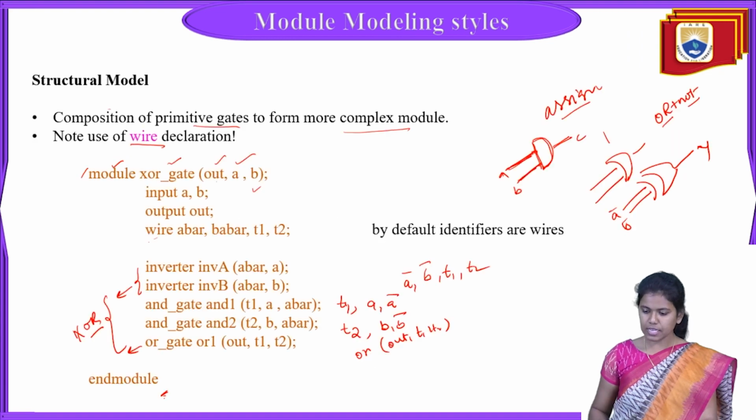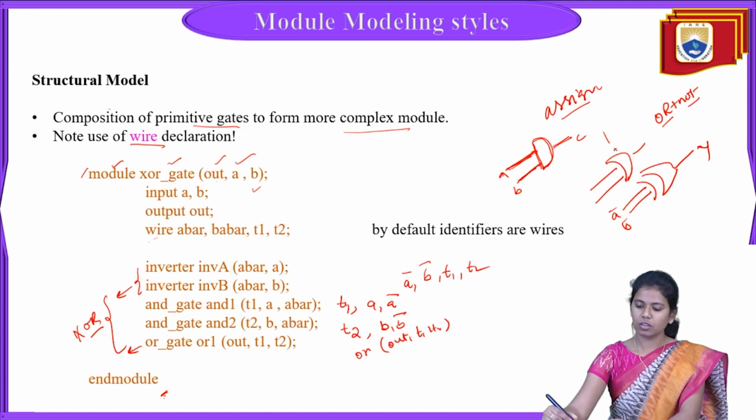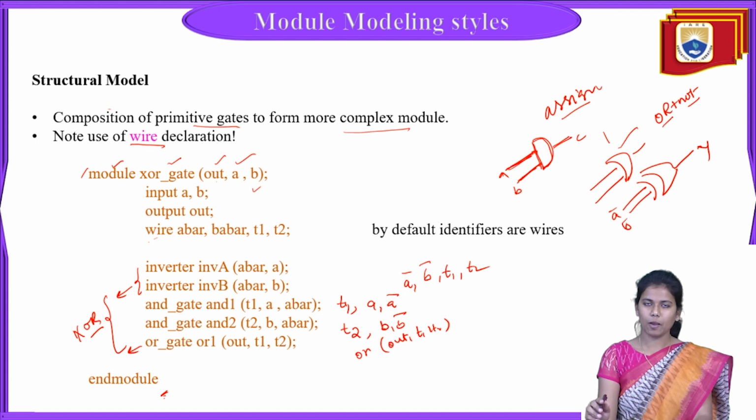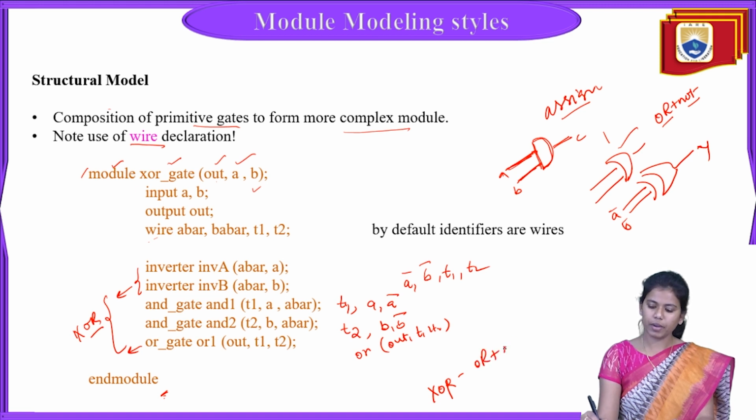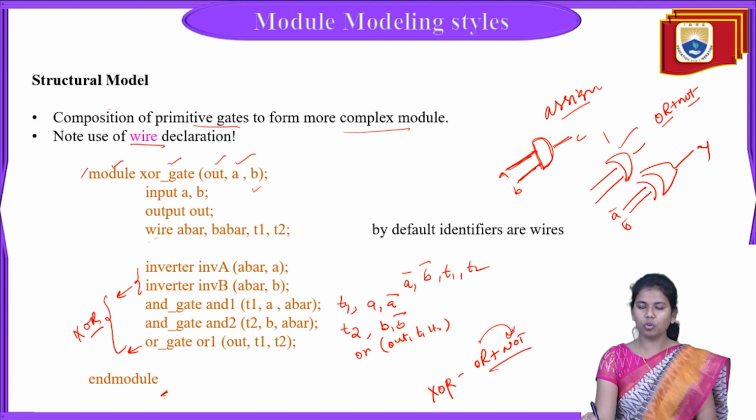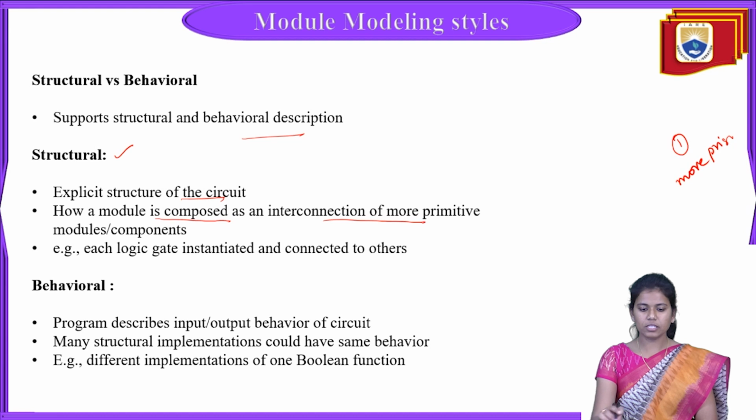In the previous example we used the XOR gate. The XOR gate is nothing but OR gate plus NOT gate, isn't it? So we used more than two gates. That is a structural model. It clearly states the explicit structure of the circuit, how a module is composed as an interconnection of one or more primitive modules or components.